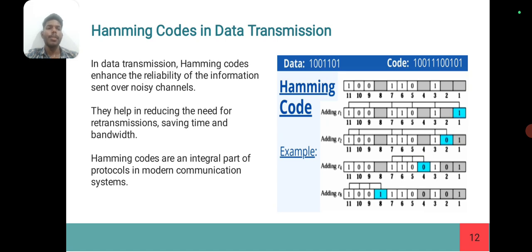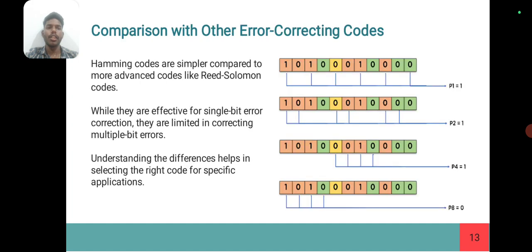Here is the same example of the data and the code of the data transmission, which is on the right side of the slide. In data transmission, Hamming codes enhance the reliability of the information sent over noisy channels, where the noisier the channel, the more data errors there will be.